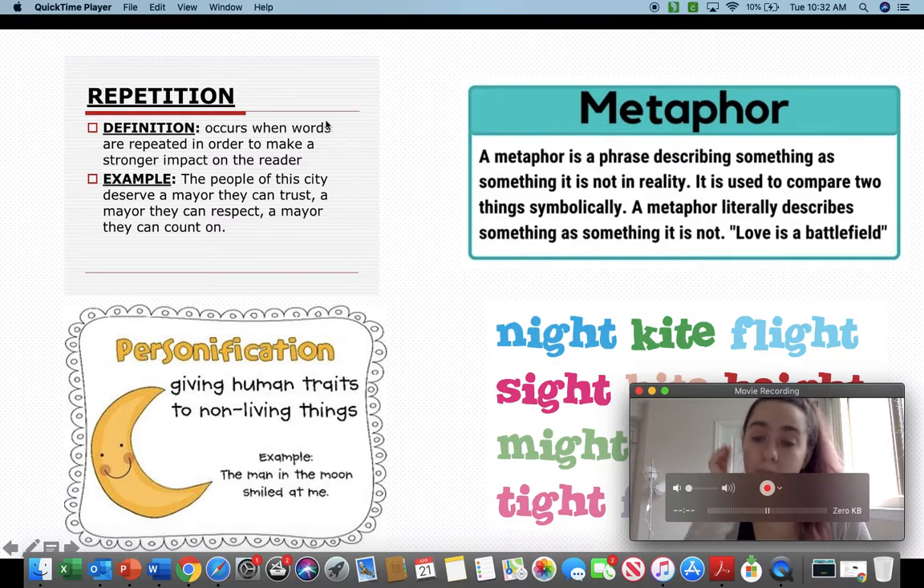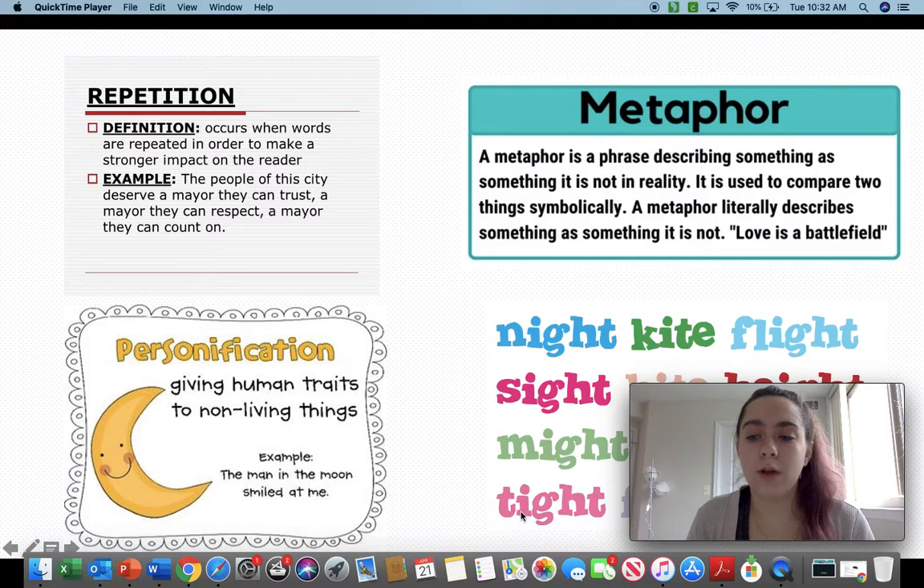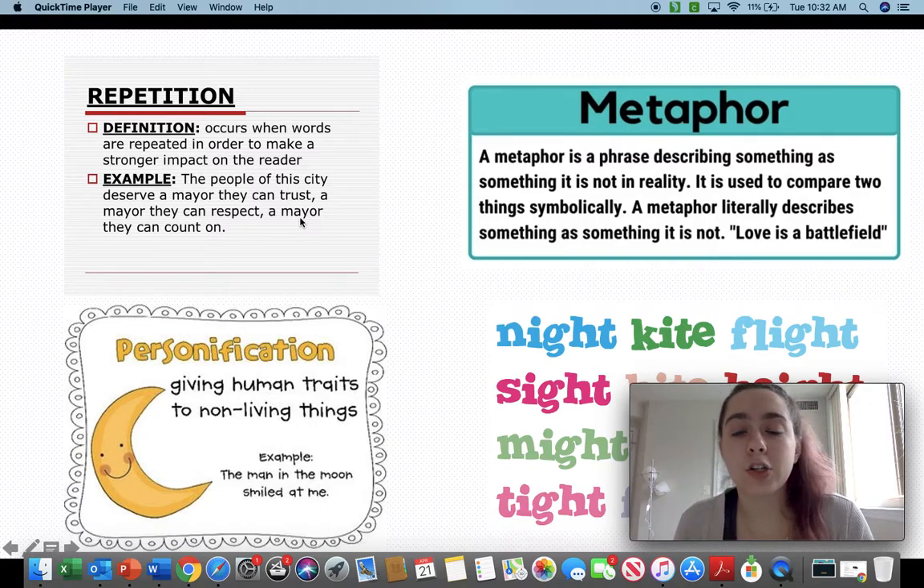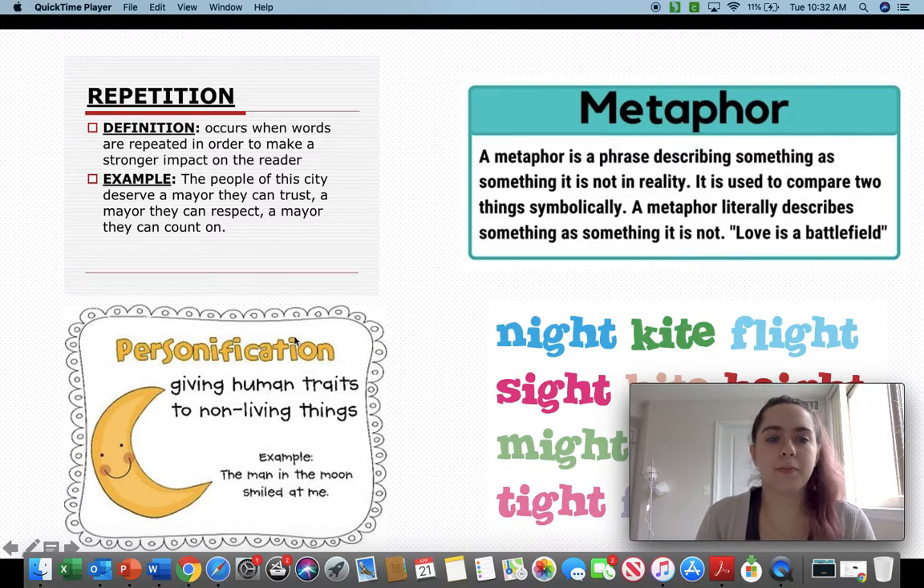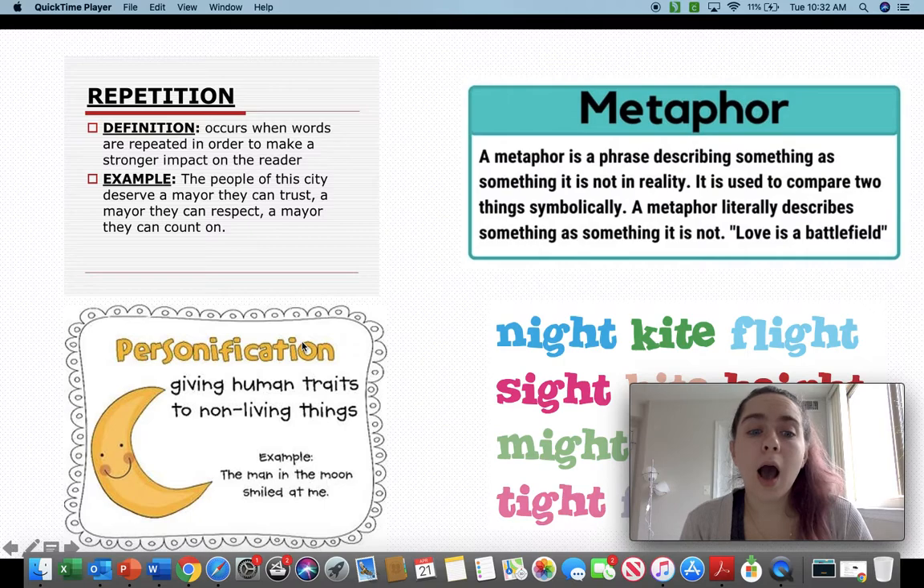First, repetition. A reminder that this occurs whenever something is repeated over and over again in a poem. A word or a phrase comes up over and over again. That shows you that it's important to the poet. Next, we have personification. Reminder, this is when human traits are given to objects. So whenever an object is described as doing something, wanting something, walking or moving, that's personification. We're giving human traits to objects.